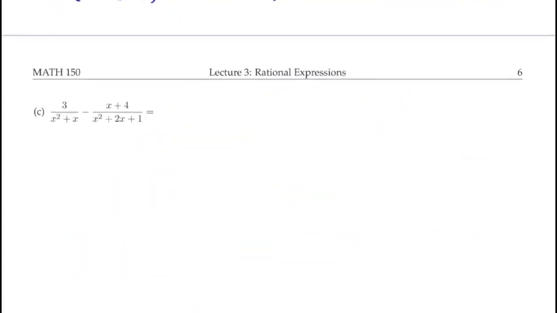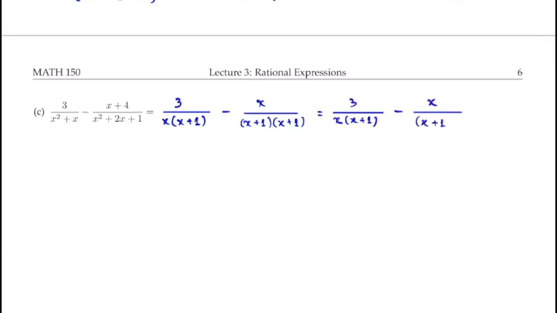So for C, again, we try to factor the numerator and the denominator when possible. So you get 3 over x times x plus 1. Right, so x squared plus x, you have a common factor, which is x in this case, so that's how you factor the denominator. Now for the second expression, you have x over x plus 1 times x plus 1. Now what I do next is I rewrite the second denominator as x plus 1 squared. So here I get 3 over x times x plus 1 minus x over x plus 1 squared.